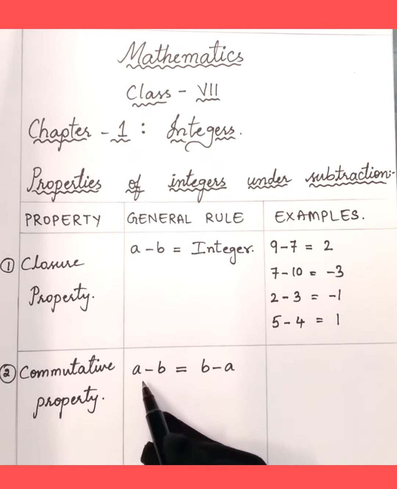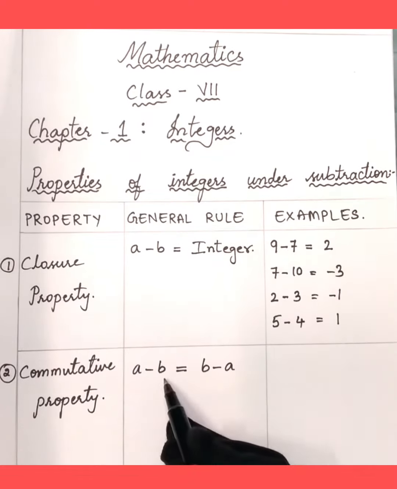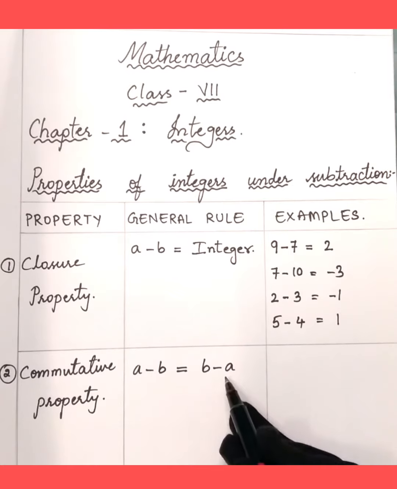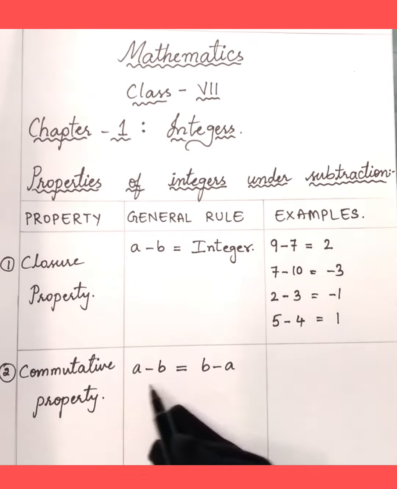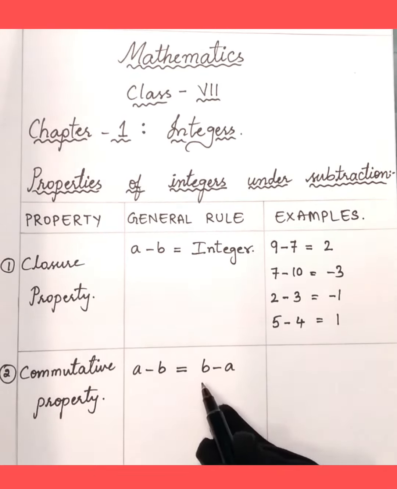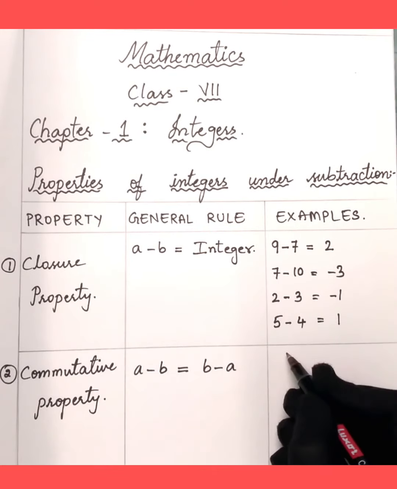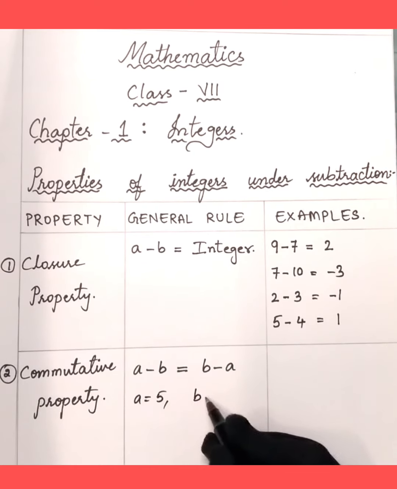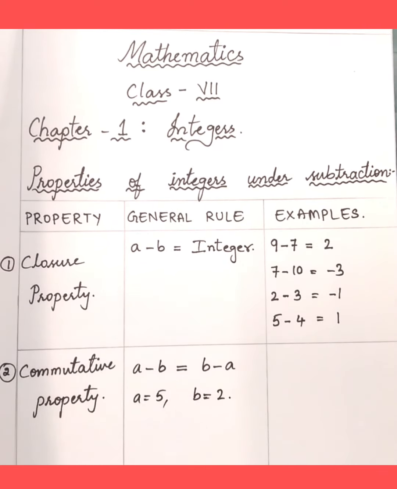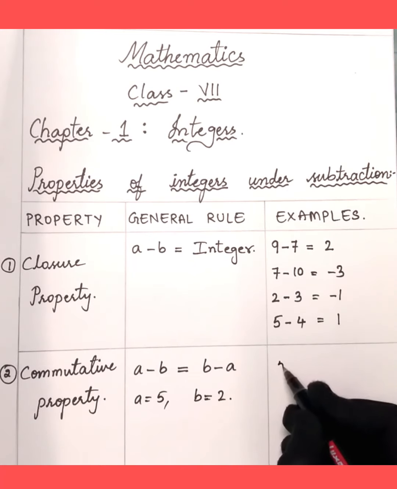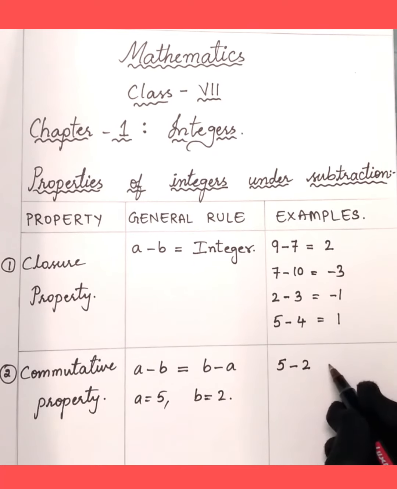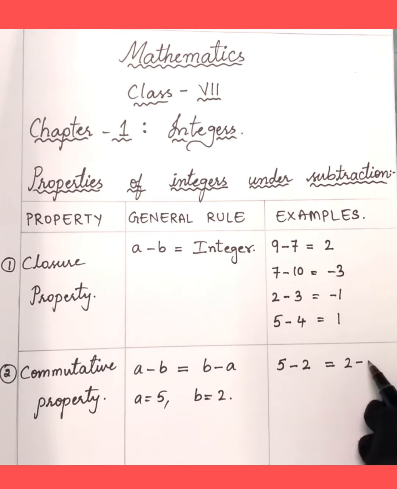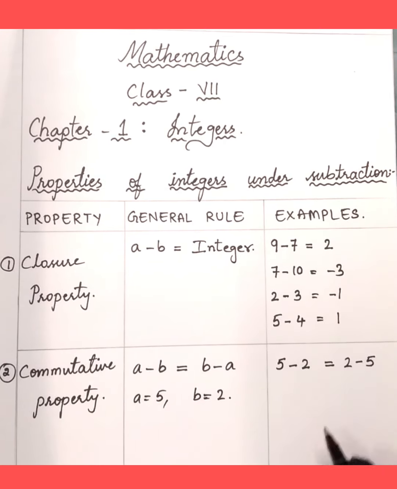What is commutative property? If a is an integer and b is an integer, when you do a minus b and when you reverse it, b minus a, it must be equal. Let's see this with an example. If a is equal to 5 and b is equal to 2, let's see what happens. a minus b is 5 minus 2, and b minus a is nothing but 2 minus 5. What happens?